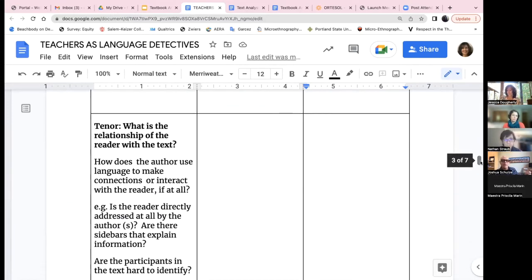Then we look at tenor. So what's the relationship? What specific parts of language are contributing to this tenor? And tenor is all about basically the familiarity and the power relations that are going on between people using language.